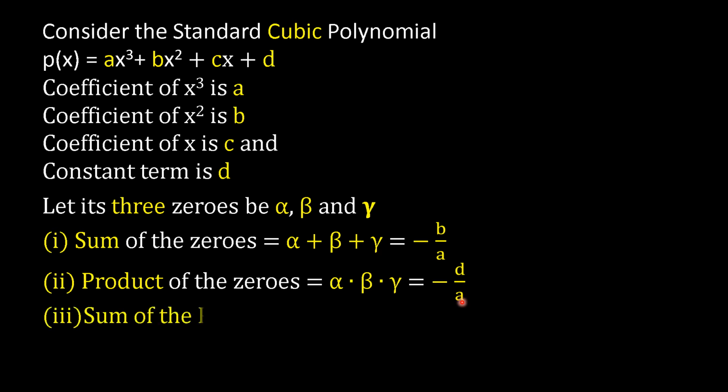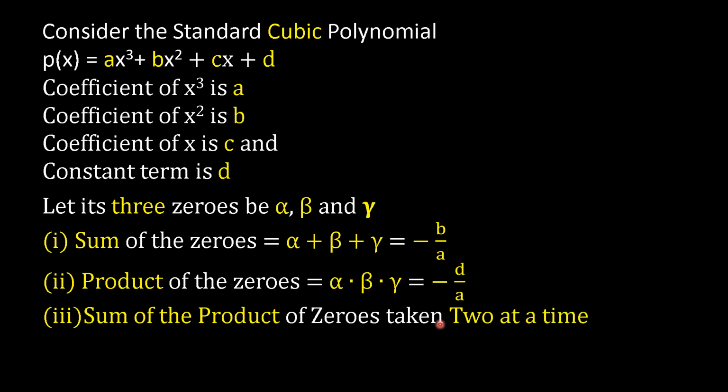And third, sum of the product of zeros taken 2 at a time, that is alpha beta plus beta gamma plus gamma alpha equals c upon a.